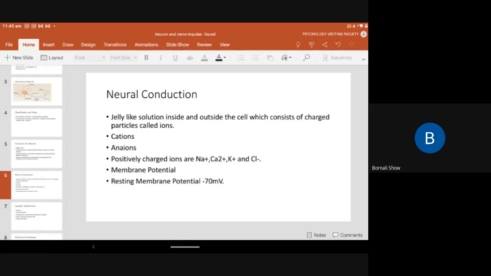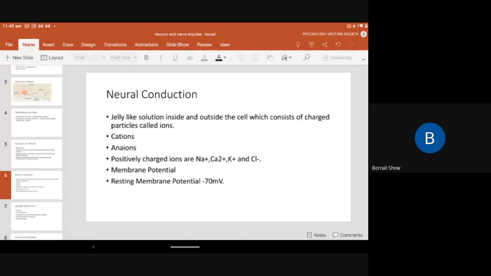Now, the ions may be positive or negative. Positively charged ions are known as cations and negatively charged ions are known as anions. Some positively charged ions are Na plus, that is the sodium ion, then the calcium ion, then the potassium or kalium ion, and these are all cations, because there is a plus sign. And chlorine is a negative ion, that is an anion. So these are all about the ions.